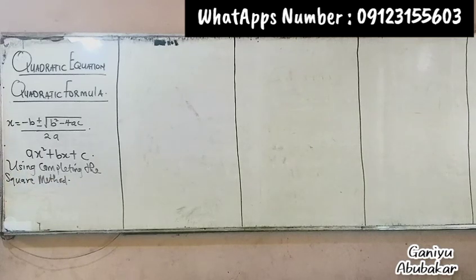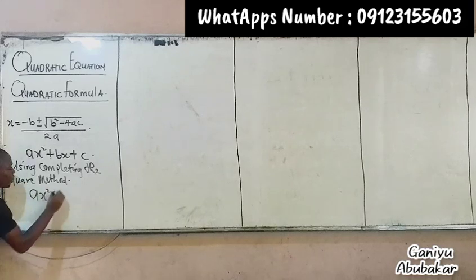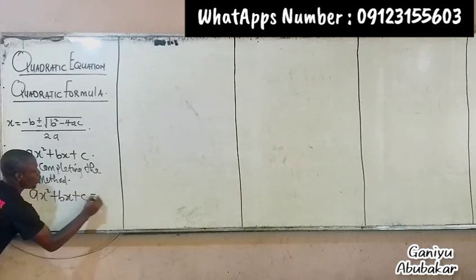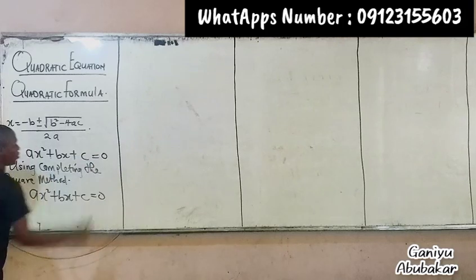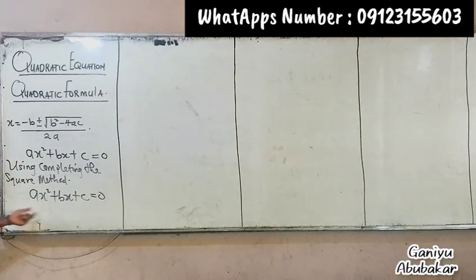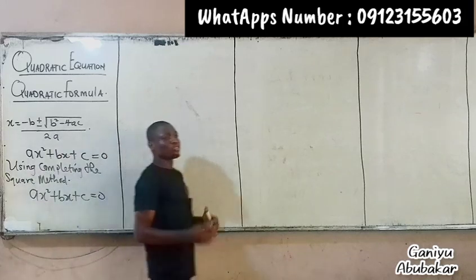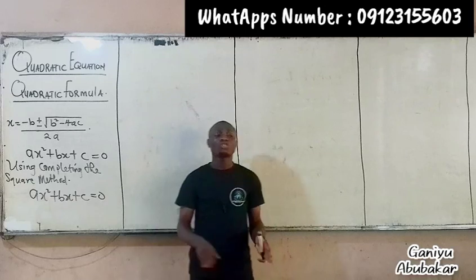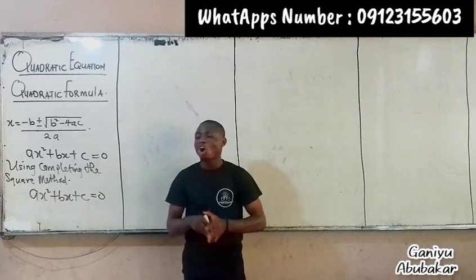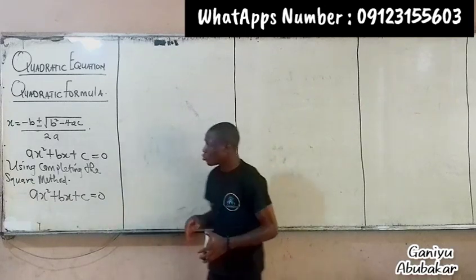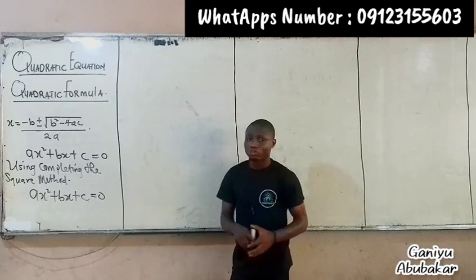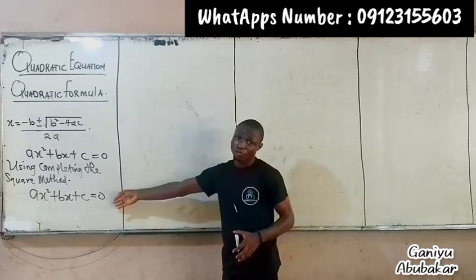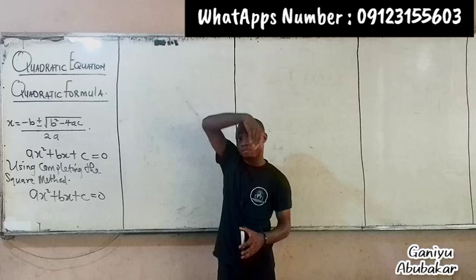Now, what do we know? We know that ax squared plus bx plus c is equal to 0, as an equation. I just said that if you don't know how to use the factorization method or the complete square method, check the link in the description of this video. So let's use the complete square method.